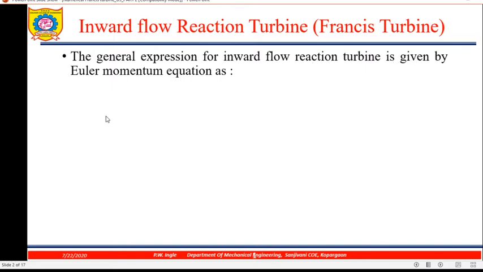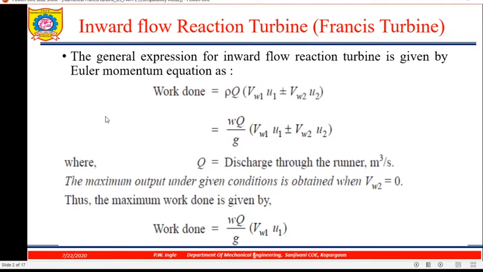Okay, so what is the Euler momentum equation? The equation for work done is rho Q in bracket VW1 U1 plus minus VW2 U2. Now this equation we already found out by considering the series of curved vanes, that is the last case of unit number 1. Okay, so rho is nothing but W by G. So W by G into Q in bracket VW1 U1 plus minus VW2 U2, where Q is the discharge through the runner in meter cube per second.